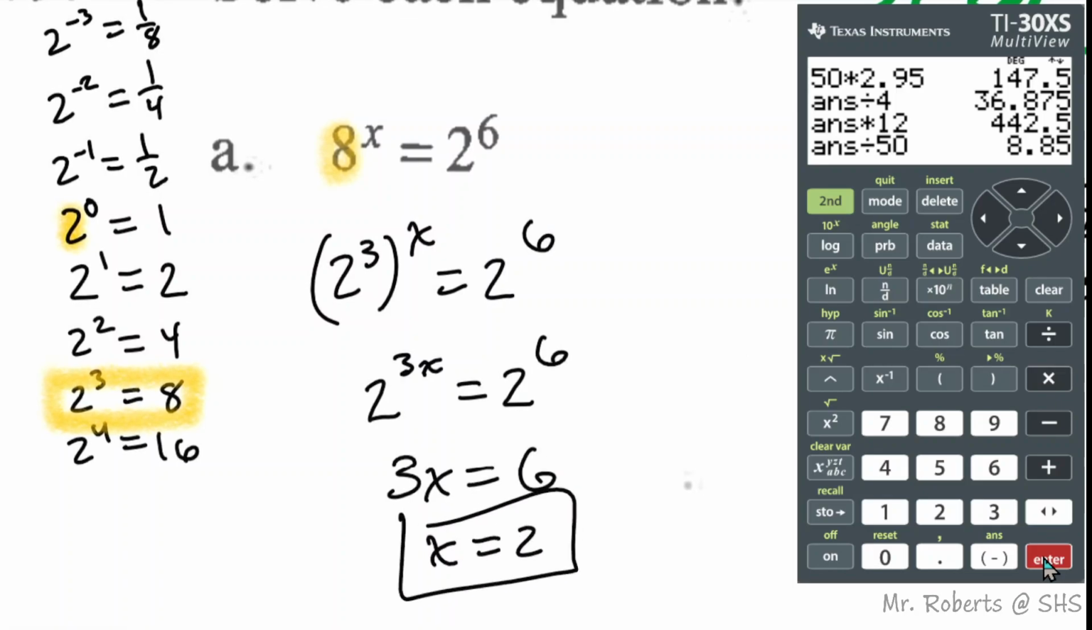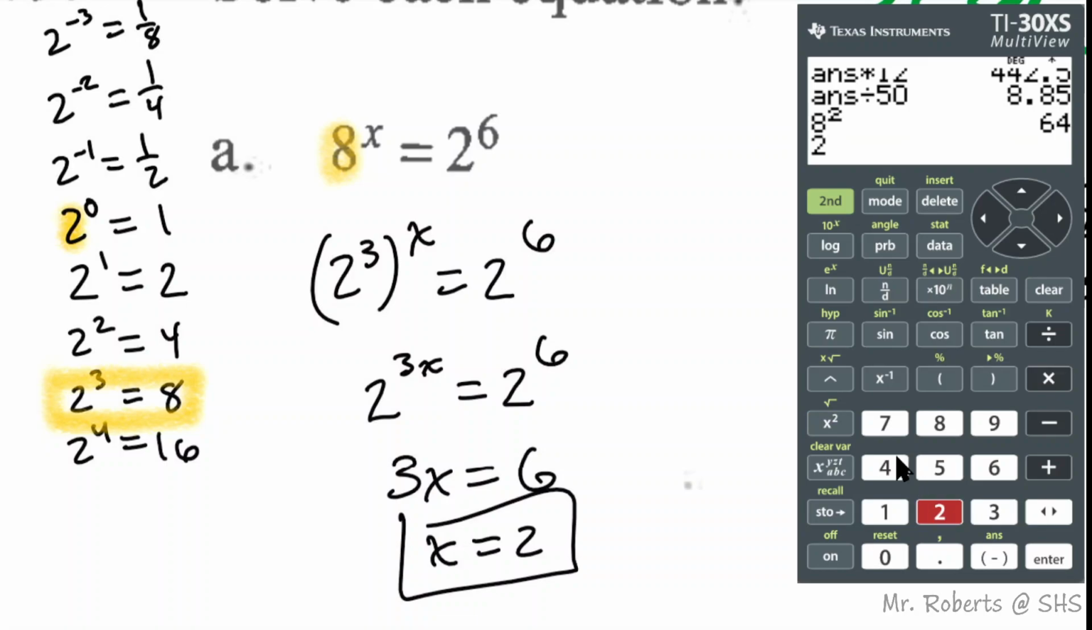So this is easy to check, right? If I take the number 8 on my calculator and raise that to the second power, I get 64, and 2 to the 6th power better be the same. Boom, it is, right? So x was 2. Change the base, set them equal, solve.